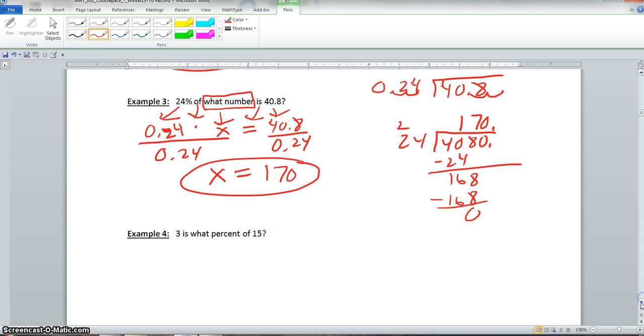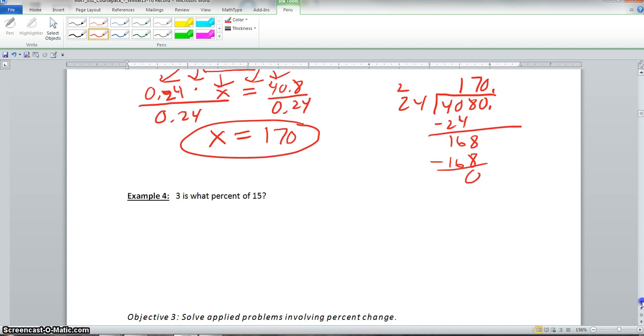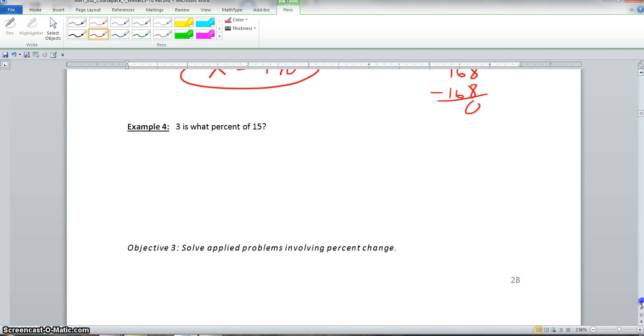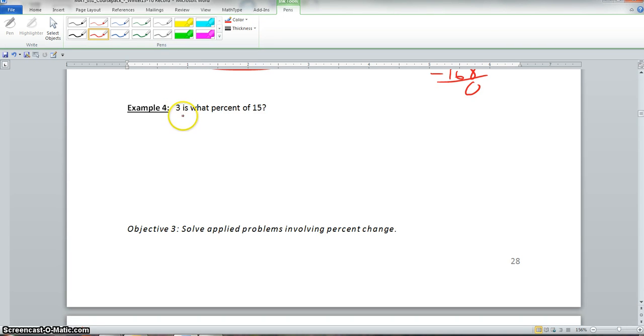Now we go down here to example 4. It says 3 is what percent of 15? So again, we have 3. The word is means equals. What percent is X. Of means multiplication. And 15 is 15. Now, we will divide each side by 15 to get X by itself.